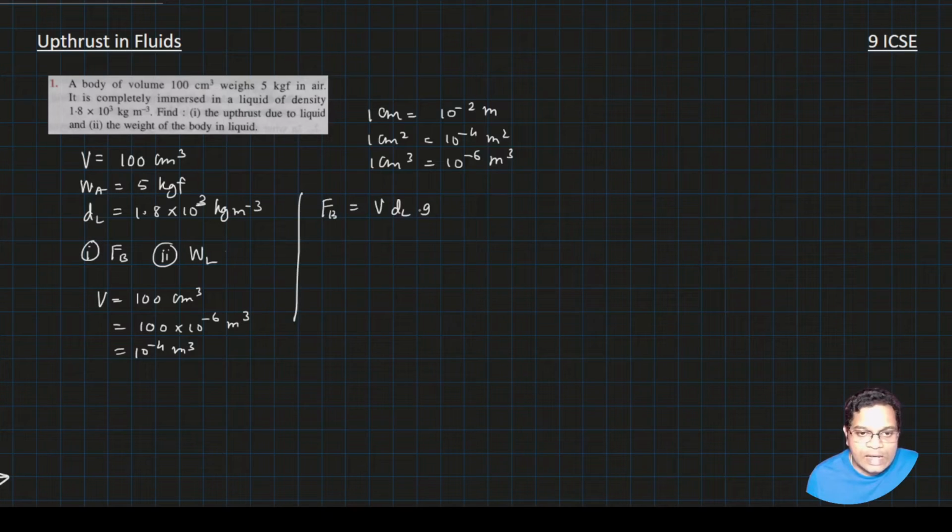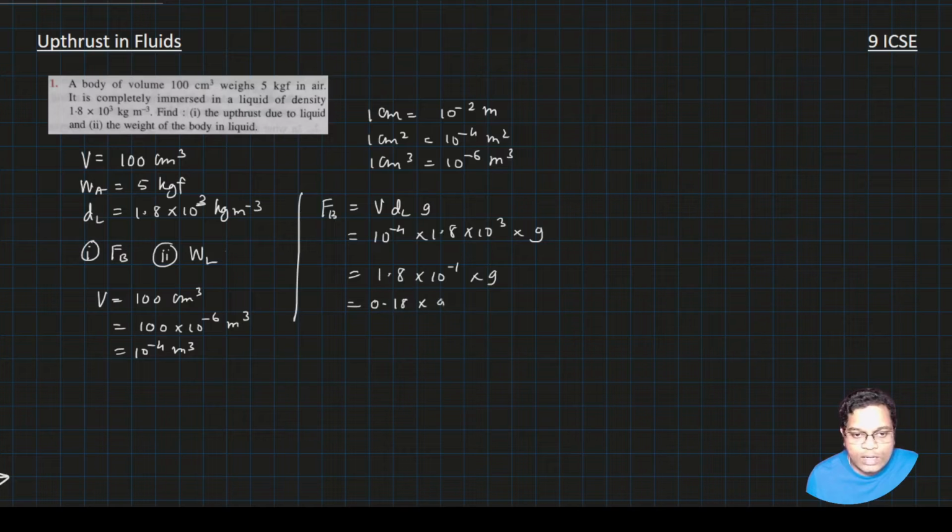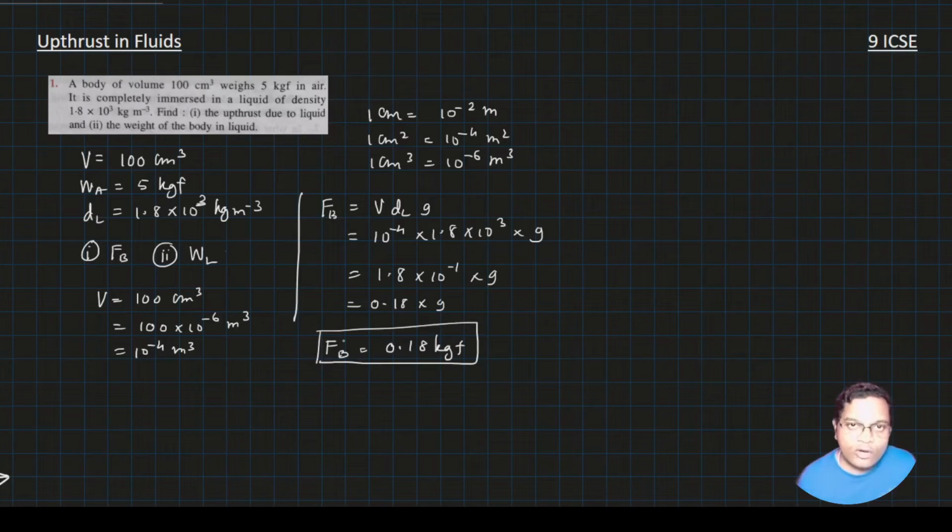Upthrust is V dl g, so that is 10 to the power minus 4 into 1.8 into 10 to the power 3 into g. So 10 to the power minus 4 and 10 to the power 3 will give you 10 to the power minus 1. That is 0.18 into g. So the upthrust will be 0.18 kgf. Remember, upthrust is also a force, so the unit of upthrust will be Newton or gram force or kilogram force.